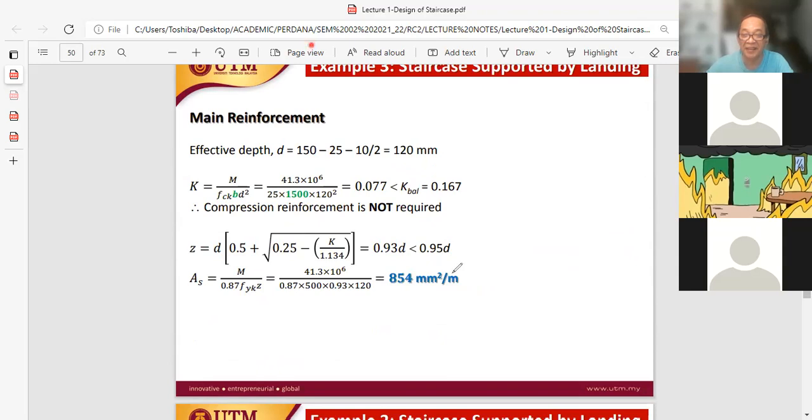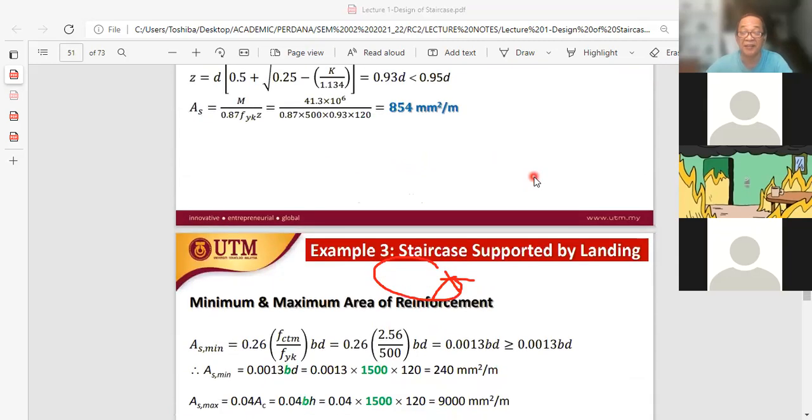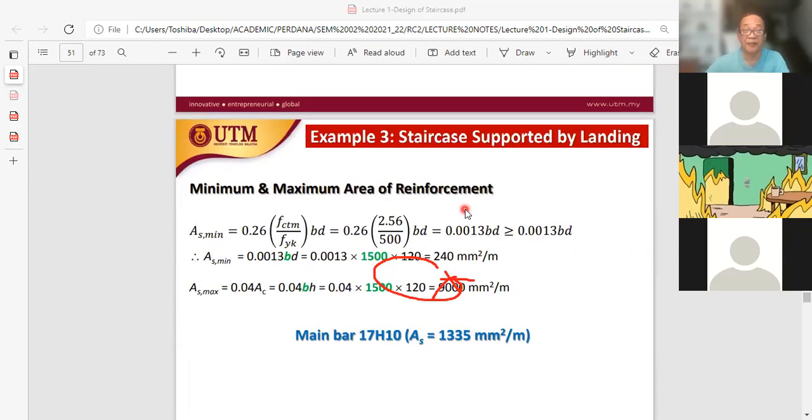Jadi sepatutnya just millimeter squared sahaja. Millimeter squared sahaja. Yang ni dah tak ada dah. And based on 854 millimeter squared, maka we provide a reinforcement for the landing in terms of bilangan dengan diameter bar. Tak ada spacing. 17H10.